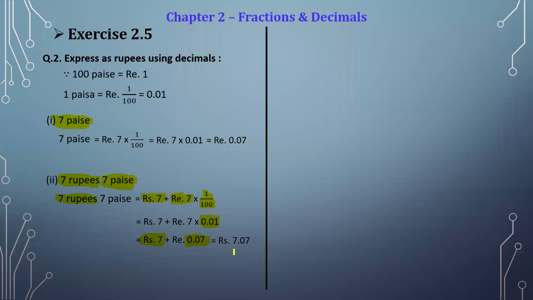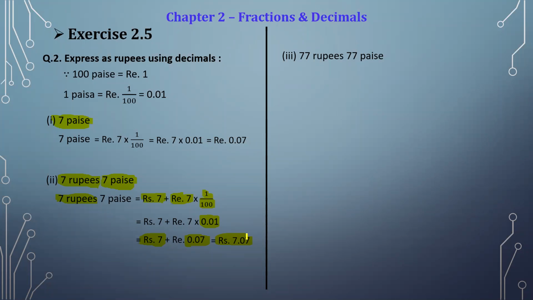Rs 7.07, which is the final answer for the conversion of 7 rupees 7 paise. So in this way we have converted 7 rupees 7 paise into rupees, like 7.07. Now we will see another example.